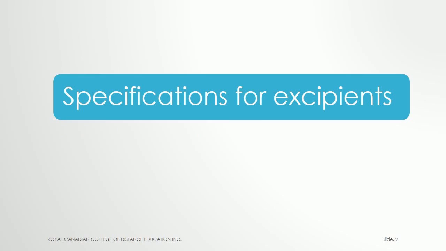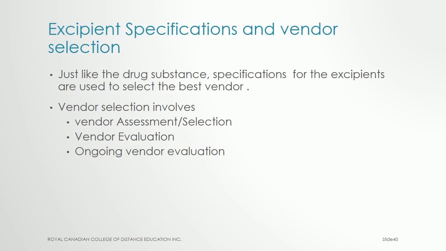In this section we describe specifications for excipients and what you need to know to set them. Excipient specifications and vendor selection. Just like with the drug substance, specifications for the excipients are used to select the most suitable vendor. Vendor selection involves vendor assessments or selection. You may have to carry out vendor evaluation and ongoing vendor evaluation depending on your situation.